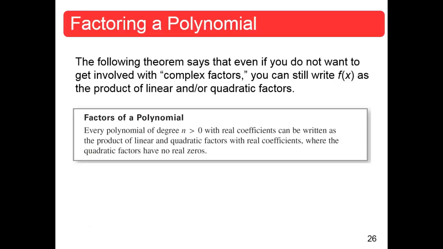So, every polynomial of degree n greater than 0, one or more, with real coefficients, that's important, can be written as a product of linear and quadratic factors with only real coefficients, where the quadratic factors have no real zeros. In other words, they have complex zeros with imaginary parts. But we're not interested in those. We will leave them as quadratic factors, which I like doing better because who wants imaginary numbers anyway?